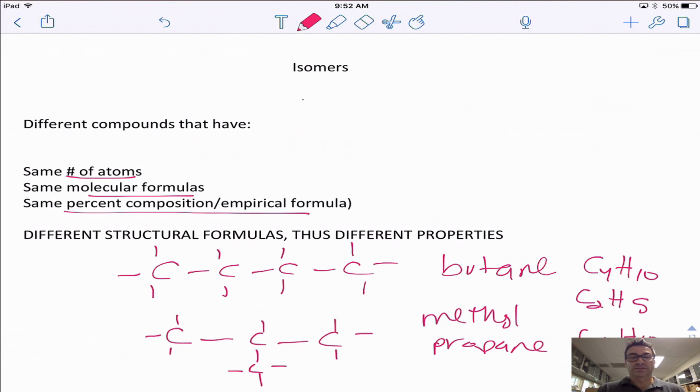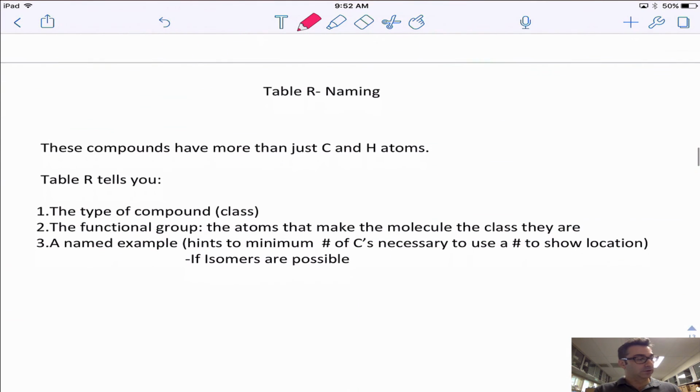So now because of its different structure, it will have different properties. And we're going to see this theme again and again. When we do the functional groups table R in a second, you'll see what he says are isomer pairs, and those are substances that have different structures and therefore different properties.